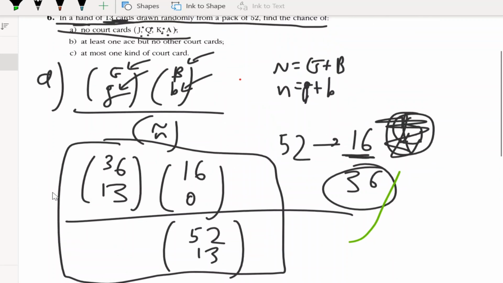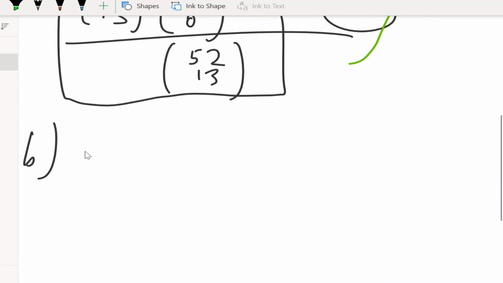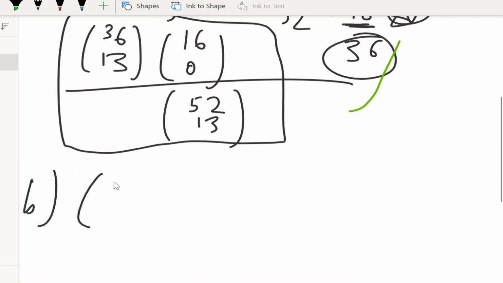Okay, cool. I hope that made sense. So now part B. It's a little more interesting. At least one ace, but no other court cards. So let's do the same thing where we include ace as a good card. So that means we would remove 4 from the 16 because we would want our 4 aces to be included in the good subset of our deck.